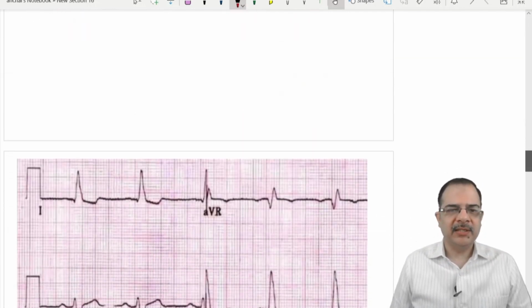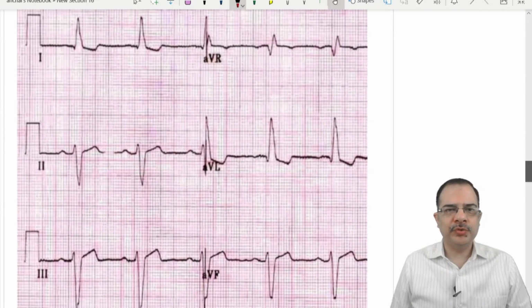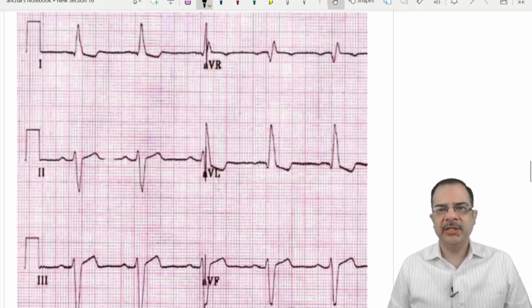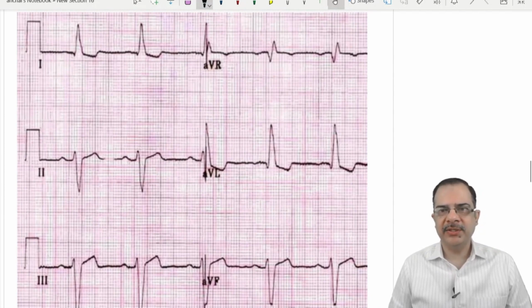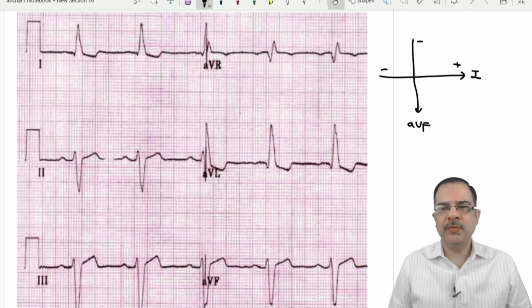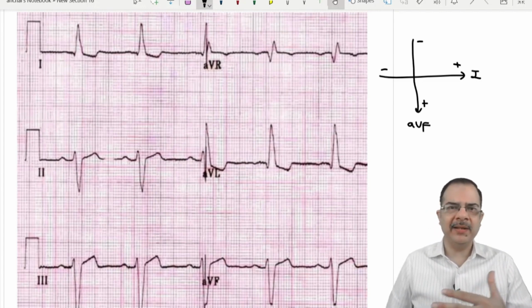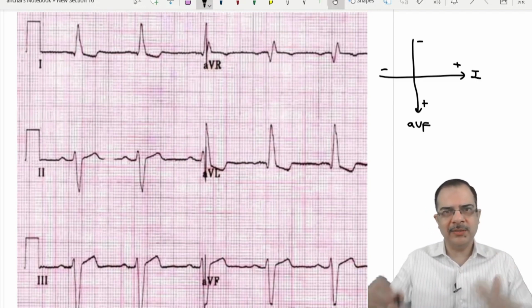So these are the ECGs given to you. Look at this ECG. Whenever an ECG comes for calculation of the axis, just draw lead 1 here, negative pole, positive pole, and AVF here, negative pole, positive pole. Why have I taken lead 1 and AVF? Because they are convenient. One is at 0 degree, the other is at 90 degree axis. I can take lead 2 and AVL also, but those are oblique.